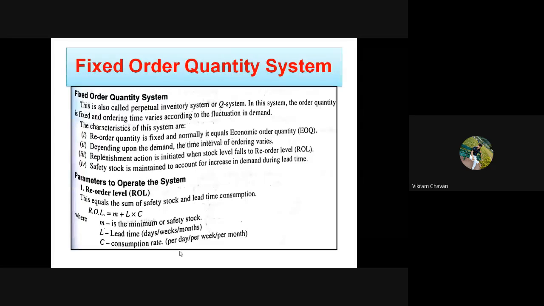Then the parameters to operate the system. Which are the parameters we require to operate the system? So the equation: we have to consider reorder level, the level at which we need to start the replenishment action. ROL will be equal to M plus L multiplied by C, where M is the minimum safety stock, plus lead time.